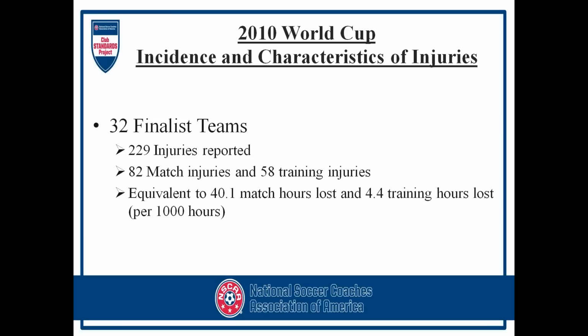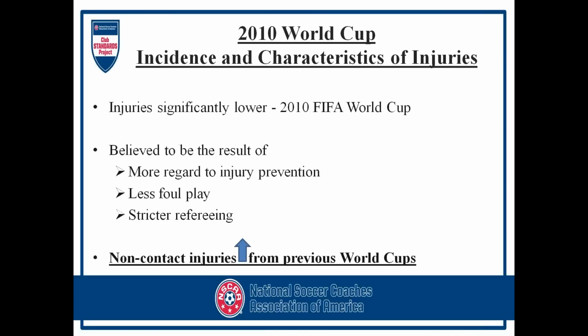We're looking here at the 2010 World Cup. I did some research on that, and of the 32 finalist teams, there were 229 injuries reported. 82 of those injuries were from an actual game, and 58 injuries were training injuries. That equated to about 40.1 match hours lost and 4.4 training hours lost per 1,000 hours.